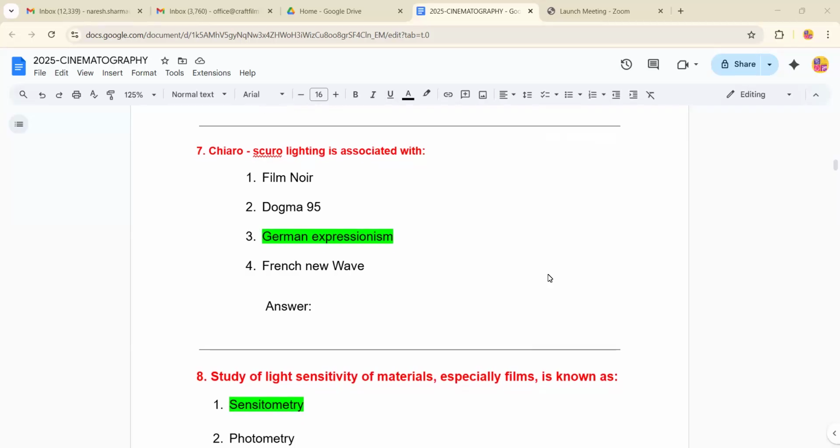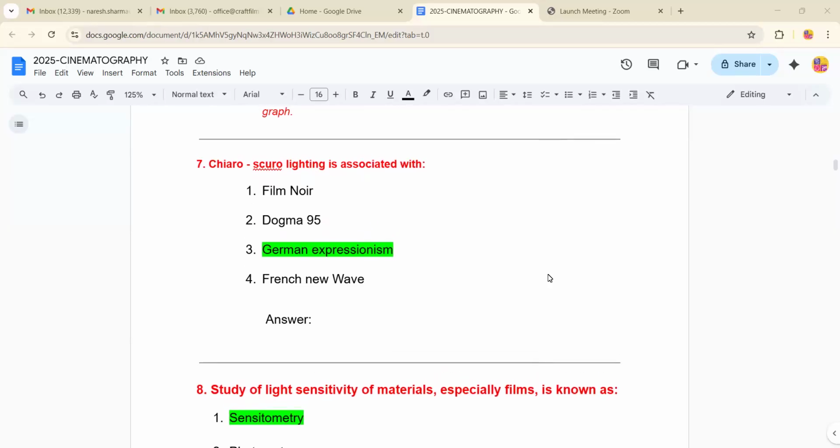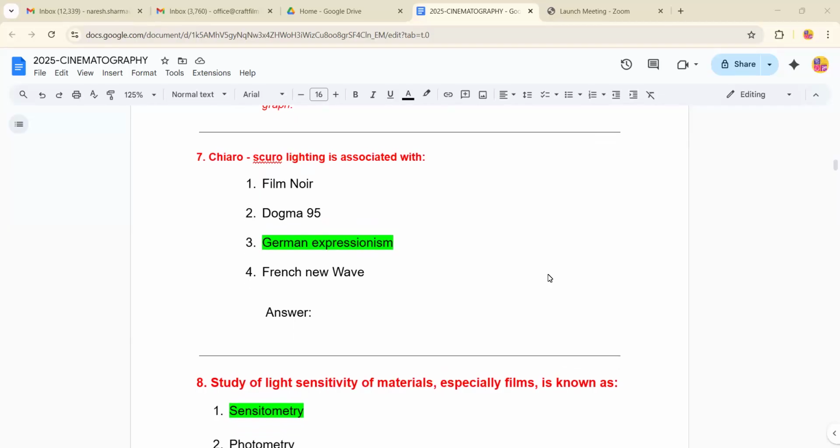Chiaroscuro lighting is associated with German expressionism. It is high contrast lighting in which blacks are richer and shadows are very deep, and white is white, so the grayscale in between is missing. Various films were made in this particular movement. So German expressionism is the correct answer for this.